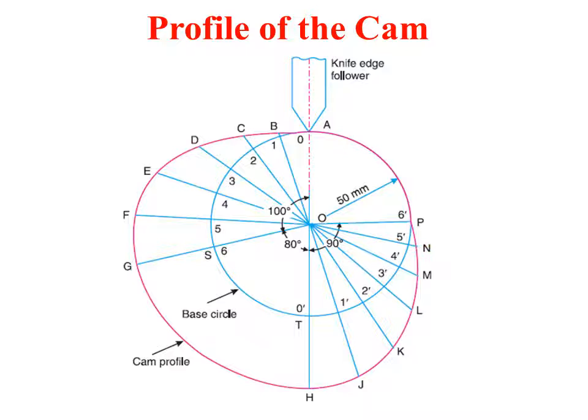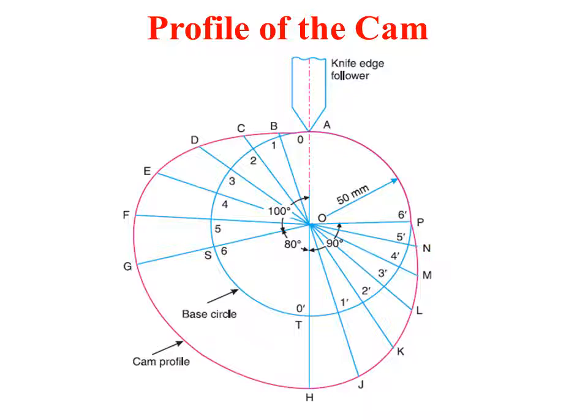Now divide the base circle into outstroke, dwell, and the return stroke. To do that, take OA as the base, use a compass and mark 100 degree, 80 degree, and 90 degree respectively. Once that has been done, divide the angle AOS, that is the outstroke, into 6 even parts, same as that of the displacement diagram, and angle TOP, that is the return stroke, into the same number of equal parts as in the displacement diagram, say that is 6.